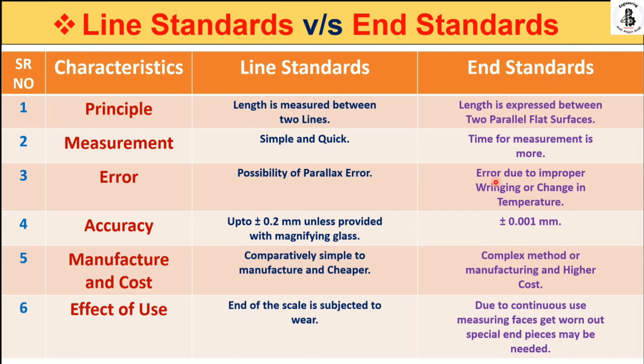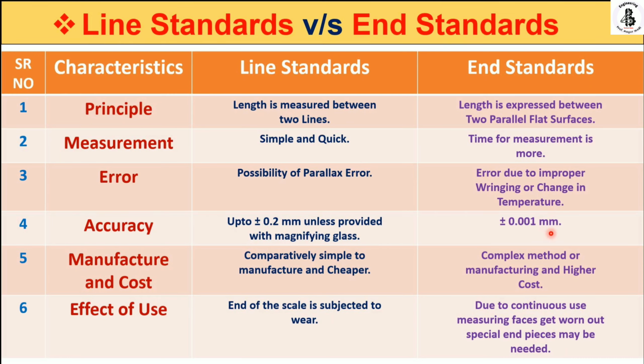But in case of the end standards, errors are generally due to the improper ringing effect if you are using slip gauges, or due to changes in temperature. So environmental conditions matter, and the ringing effect is used for joining two slip gauges. Then, talking about accuracy, the line standard is accurate up to plus or minus 0.2 mm unless provided with magnifying glasses. In case of the end standard, it is plus or minus 0.001 mm.